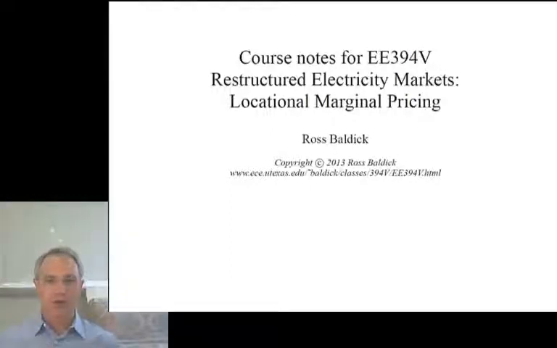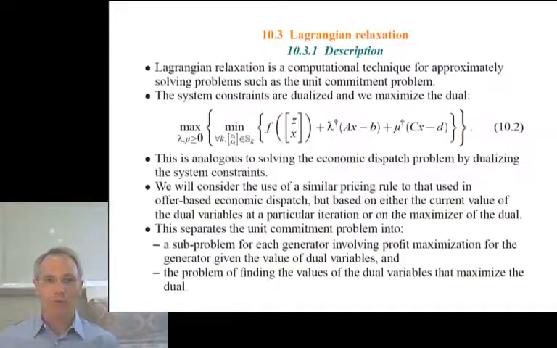In the next section of this chapter on unit commitment, we'll be studying Lagrangian relaxation. Lagrangian relaxation is a computational technique for approximately solving problems such as the unit commitment problem. The idea is that we take the dual of the system constraints and then we maximize the dual.